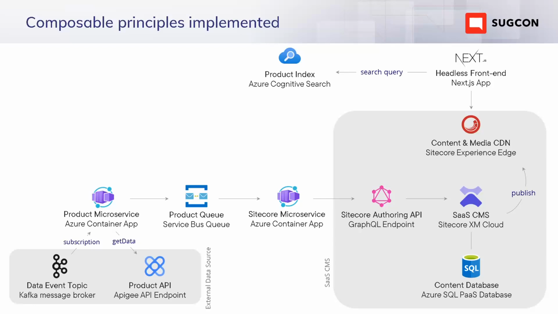But also, we want to have the ability to search. So what we decided to do is have a product index in cognitive search to create our facet filters in the front end to do the searching, and then query on that for our search result. And when you click on a search result, then you go to the actual page in Sitecore. So now we have the best of both worlds.